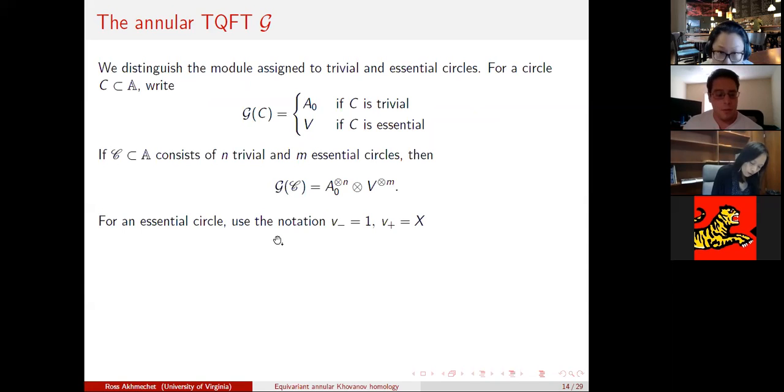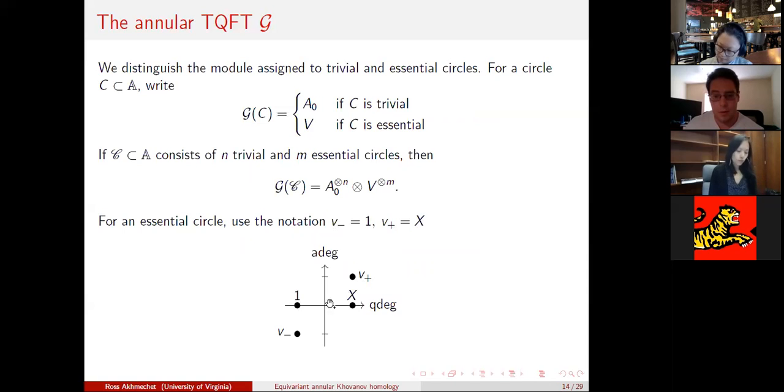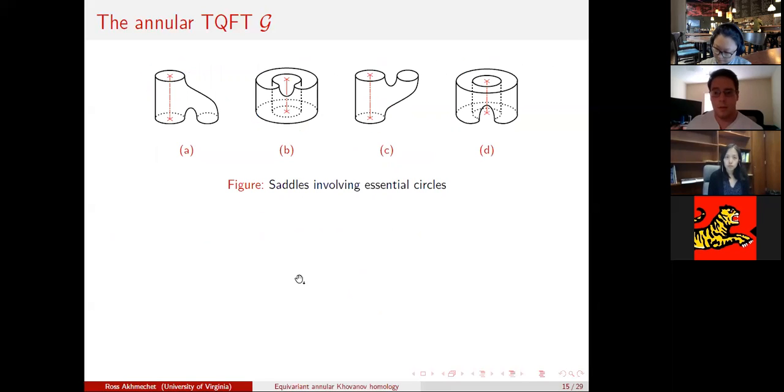I'll also use a different notation for the generators, the standard basis in the essential circles. I'll use V minus to be 1, and I'll write V plus to be x, and the subscripts match the grading. Here's a graphic that might be helpful. I'll use 1 and x for the trivial circles, which are in annular degree 0, and then V minus and V plus are on this diagonal. Anyway, that's how the annular TQFT is defined.